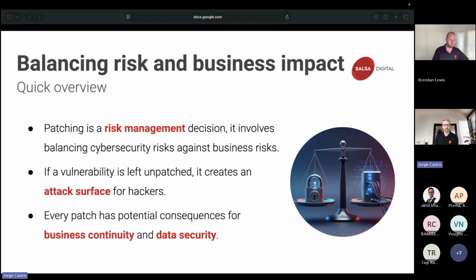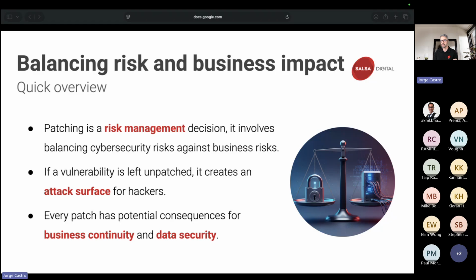Balancing risk and business impact. I said this is quite interesting. It's actually what triggered me to come up with this presentation. So you must constantly weigh the risk of leaving the vulnerability unpatched, because patching is here to solve something, right? It's a vulnerability that needs to be patched, but at the same time, it's a change to your systems. So don't forget, it is a change to your systems.